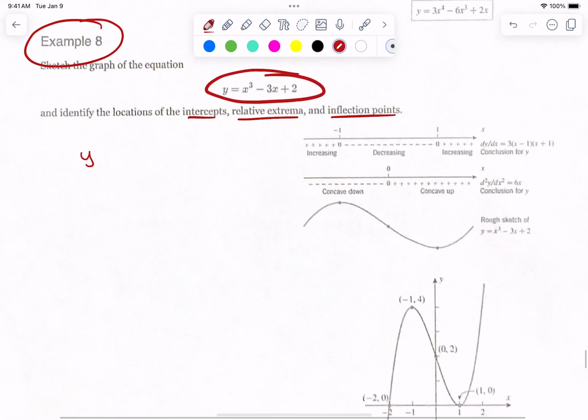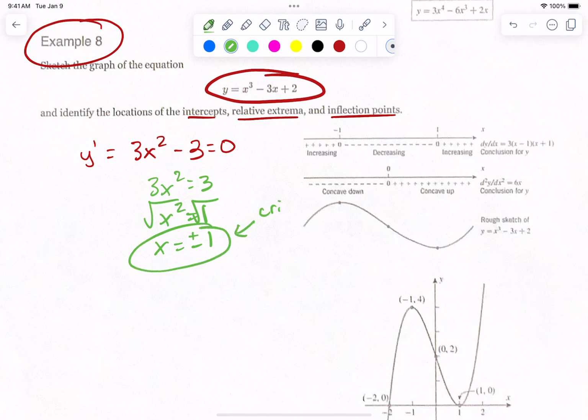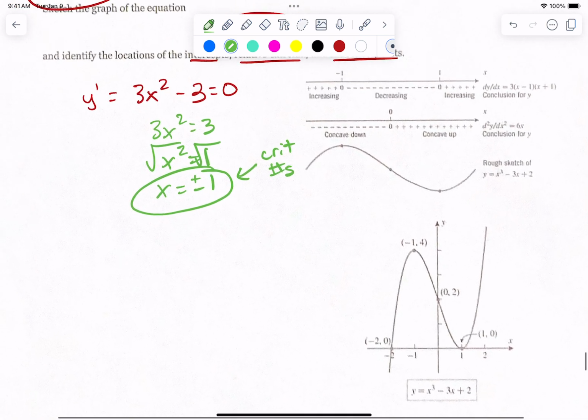y prime: 3x squared minus 3. Set it equal to 0. Add the 3 over, so 3x squared equals 3. So x squared equals 1. Square root, x equals plus or minus 1. Those are my critical numbers for the first derivative, right?